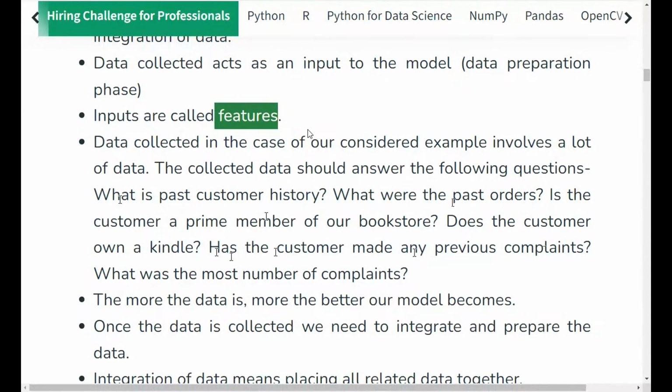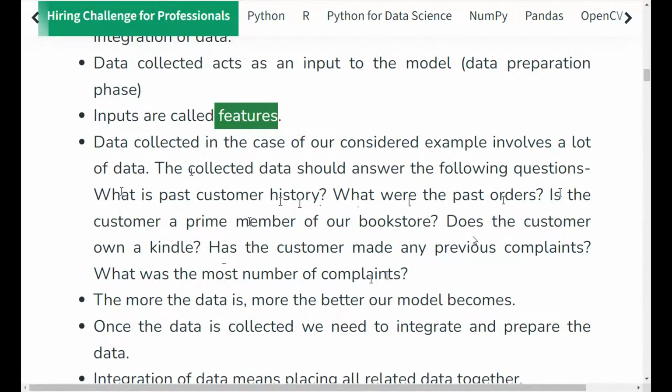Why are they asking all these? What is the past customer history? Do they have past orders? Is the customer a prime member of the bookstore? Does the customer own the Kindle? Why are they asking these questions? What are the most important questions? Can you understand why they are asking these questions? To the data.